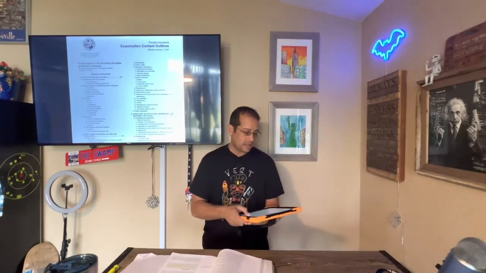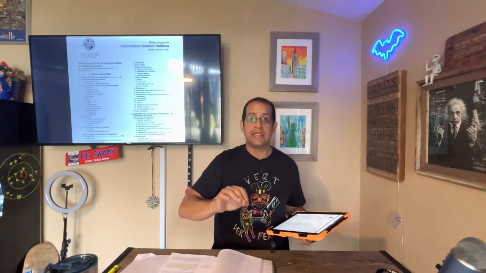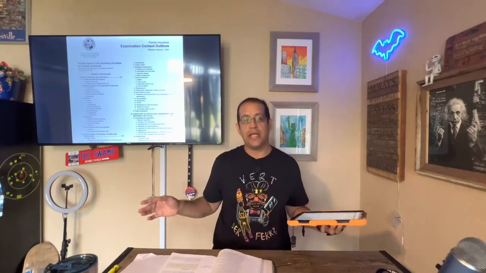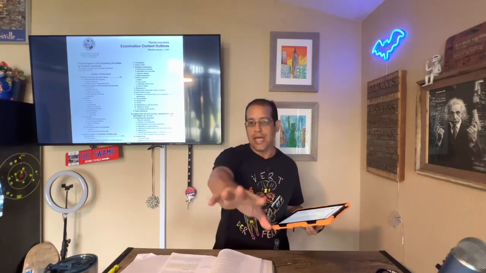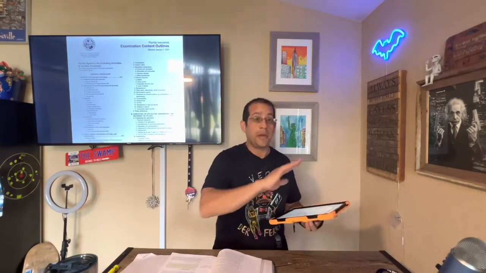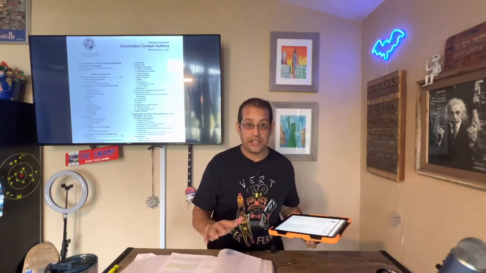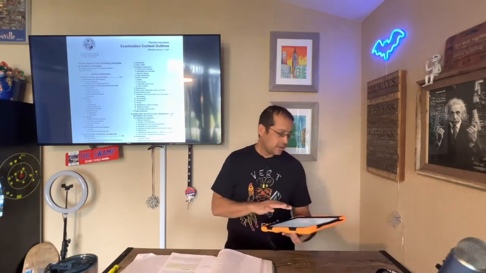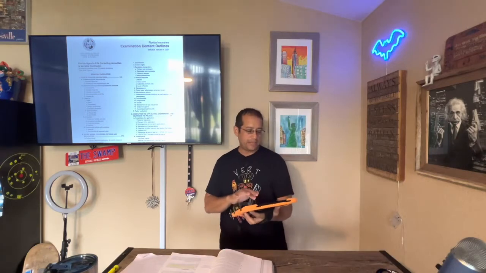All right, guys. This right here, what you're looking at, this is the course outline. This was last updated in 2021. That's not a bad thing. That just means that was the last time that the Department of Financial Services made any changes to this course. Okay? So let's talk about what this means here.